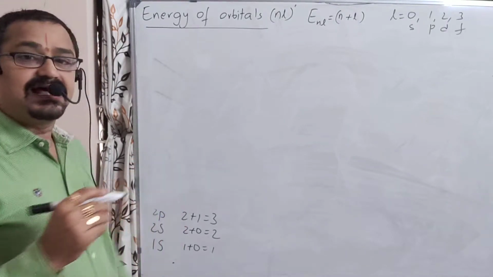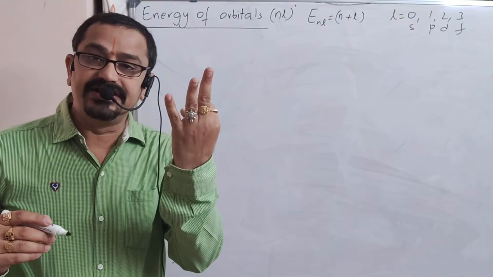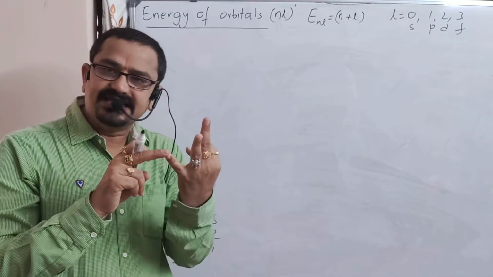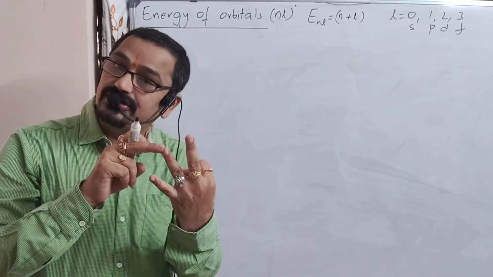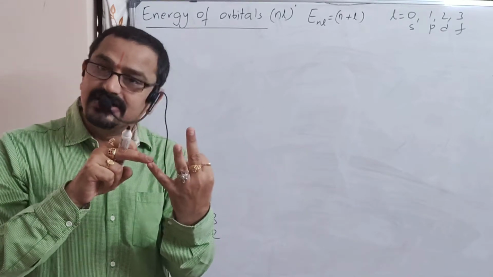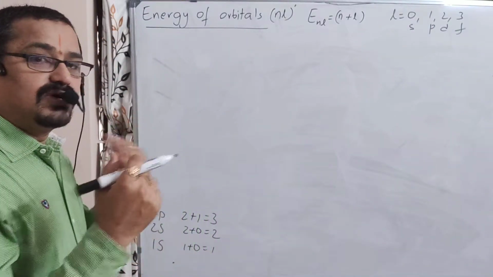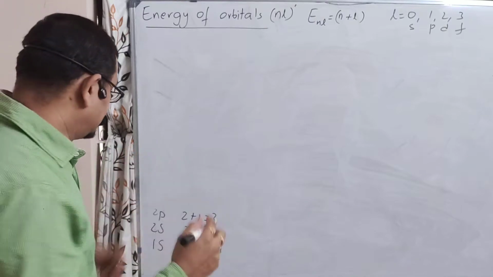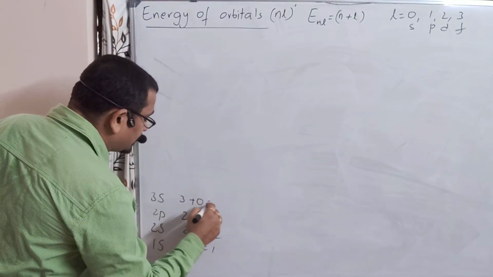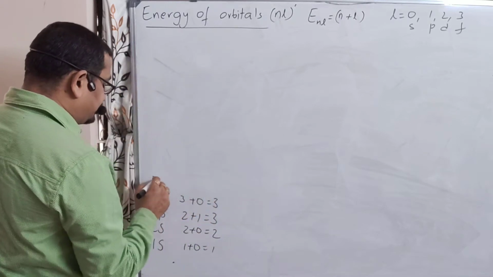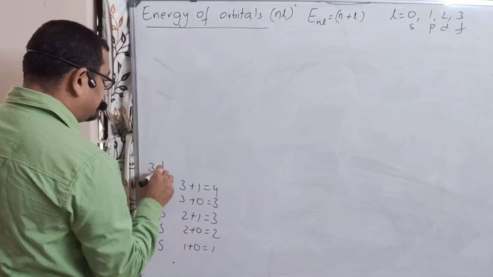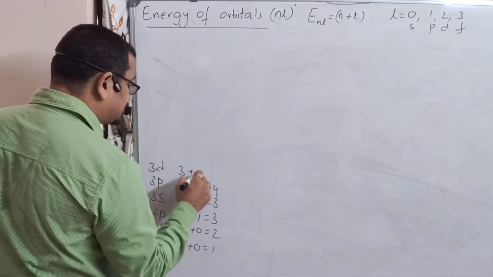Next, the third shell has 3s, 3p, 3d. How many subshells? 3. And each subshell has several orbitals. 3s has only one orbital, 3p has 3 orbitals, 3d has 5 orbitals. 5 plus 3, 8 plus 1, the third shell has 9 orbitals. So what are the energies of these orbitals? 3s energy is 3 plus 0, it is 3. 3p is 3 plus 1, 4. 3d energy is 3 plus 2, it is 5.